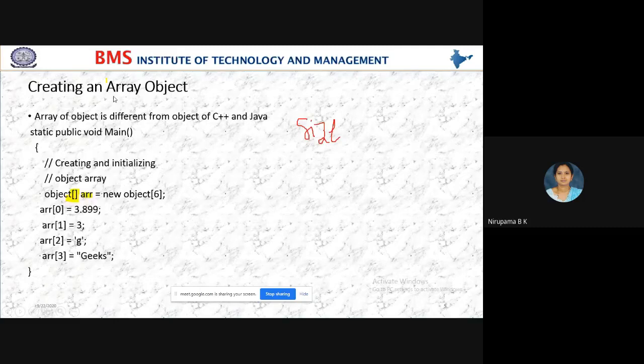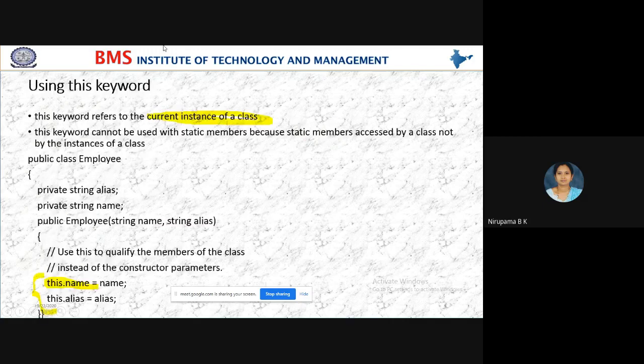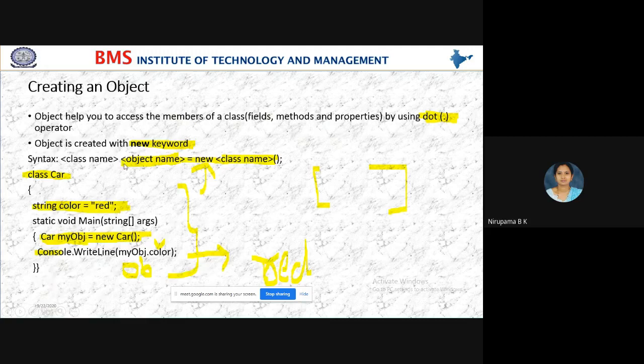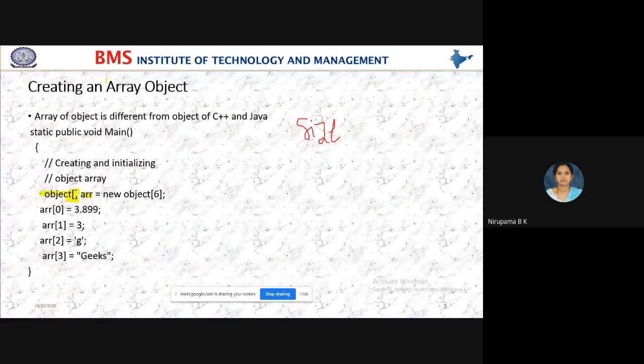So here it is creating an array object. How to create an object for the array? In the last class we have seen the creation of an object. So here this is the creation of an object. Now this is the creation of an array object.